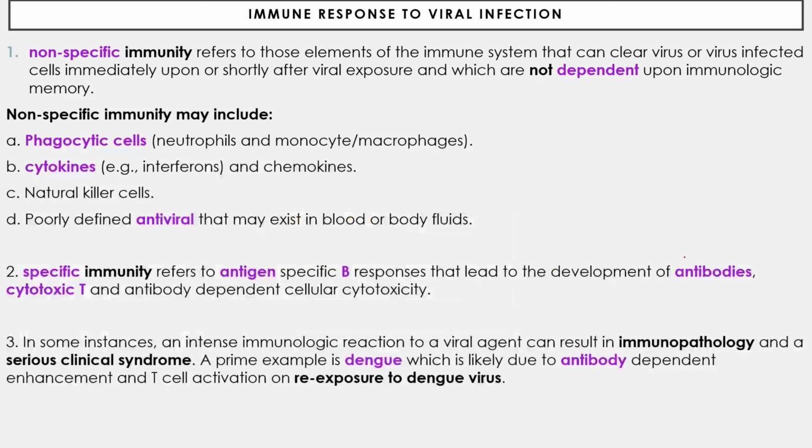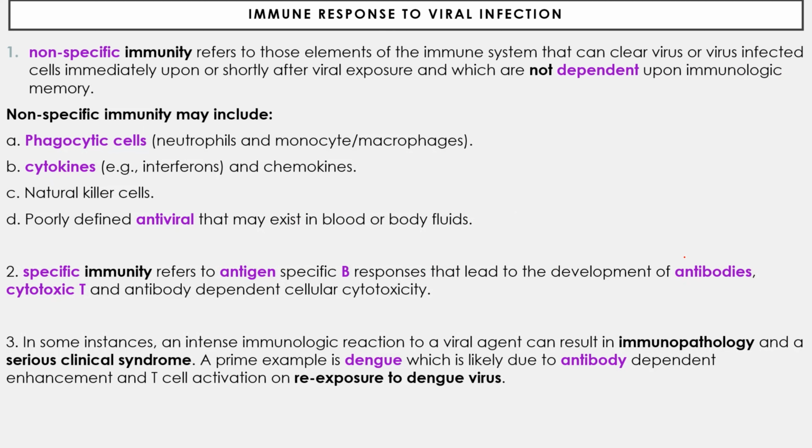Now let's go to the last part, the immune response to viral infection. So we have your non-specific immunity. This would refer to the elements of the immune system that can clear virus or virus-infected cells immediately upon or shortly after viral exposure and are not dependent upon immunologic memory. Example of non-specific immunity are your WBCs, such as your phagocytic cells, your neutrophils, monocyte, and macrophages. Cytokines, such as your interferons and chemokines. Natural killer cells, and some antivirals found in your body.